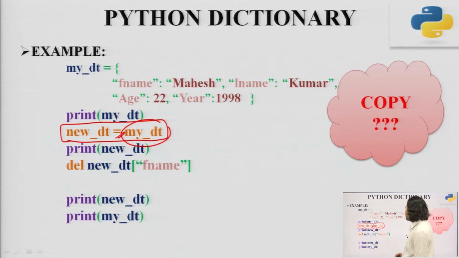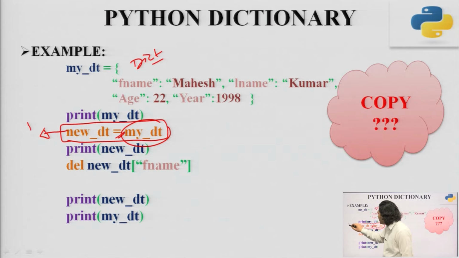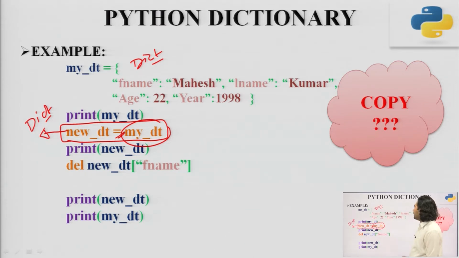Here you can see that the new data variable is created with the help of the data in myDT. Since myDT is a dictionary data type, that means this new DT is also a dictionary data type. That means now we have two dictionary data types, one is myDT, the second one is new DT. So, in these two, now we are going to perform the deleting operation with the help of the del keyword, but on the new DT variable.